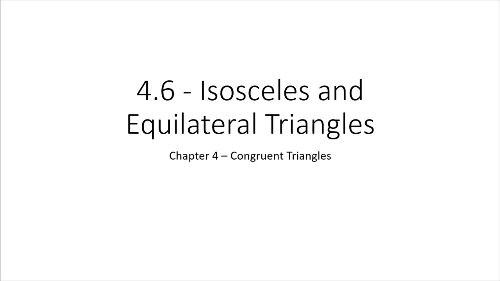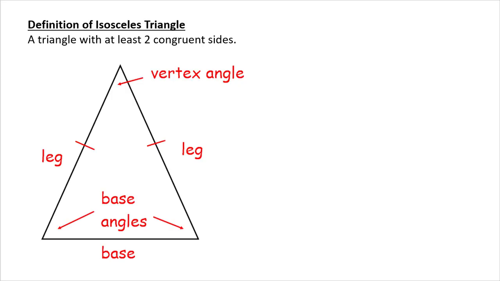Today we're going to be talking about isosceles and equilateral triangles and the special properties associated with these triangles. Okay, so the definition of an isosceles triangle is a triangle with at least two congruent sides. So technically it can have three congruent sides. That's a more specific case called an equilateral triangle.